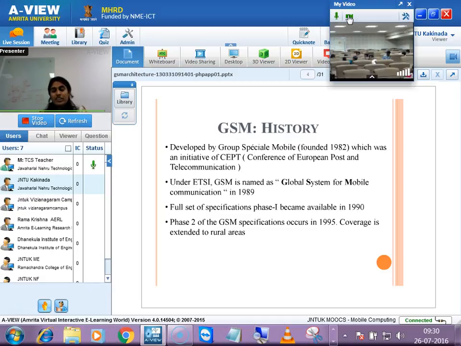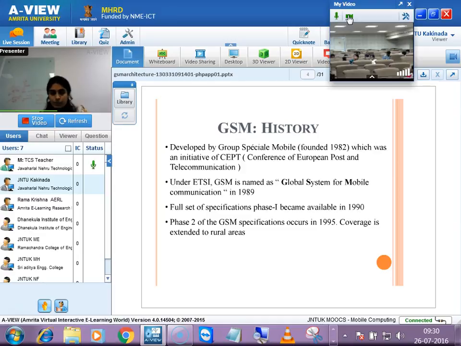And what are the bandwidths GSM is supporting? Everything will be mentioned because, as I told you, bandwidth is very, very costly. So our auctions will be conducted, and based on that only operators will be buying, and they'll be providing the signal, right?